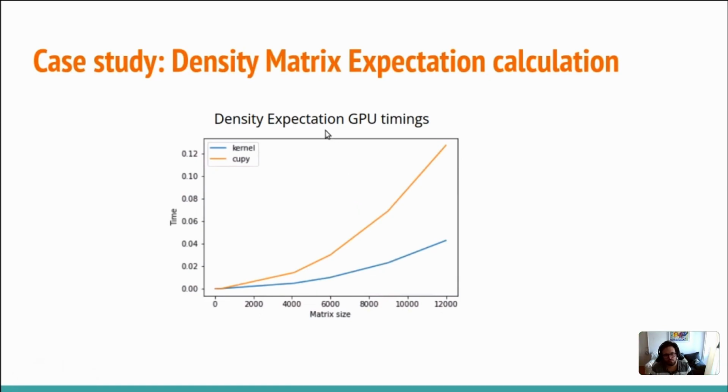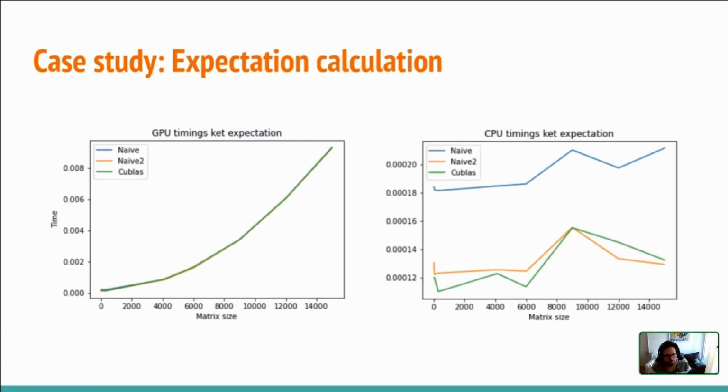This is for expectation on a density matrix. We got substantial gains from using our own kernel and not using CuPy operations directly, looking at the CPU timings. And we tried the same for similar things for the expectation, but this time doing an operator sandwiched between states. On the GPU we didn't get many differences, but then we picked the winner by looking at the CPU timings.